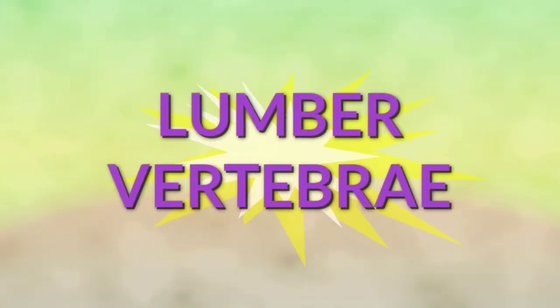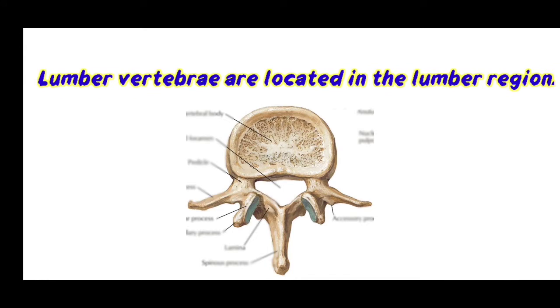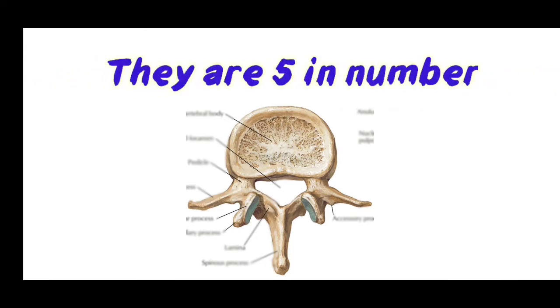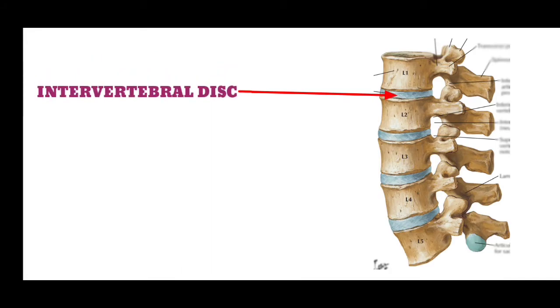Hello friends, today we will discuss about lumbar vertebrae. Lumbar vertebrae are located in the lumbar region. They are 5 in number. Intervertebral disc is present in between two adjacent lumbar vertebrae.